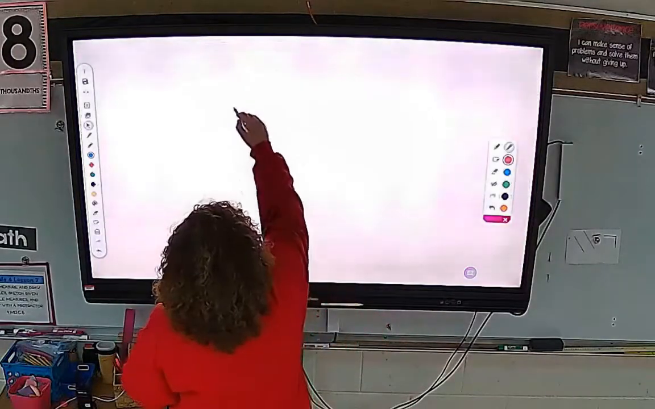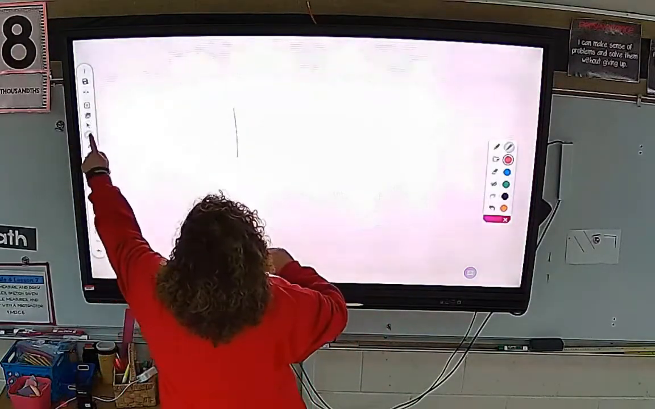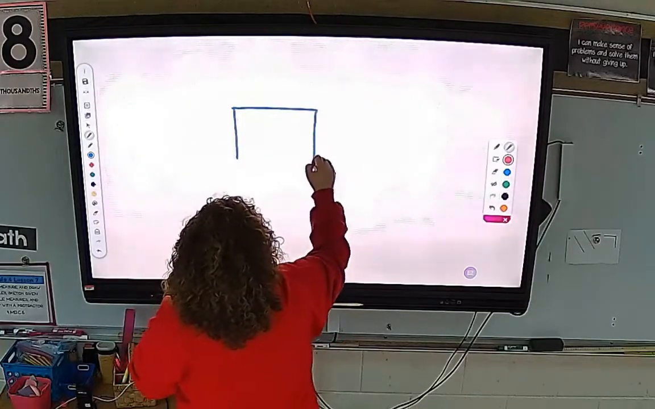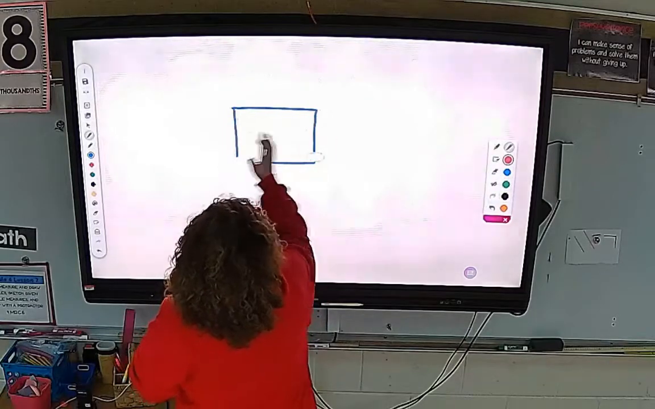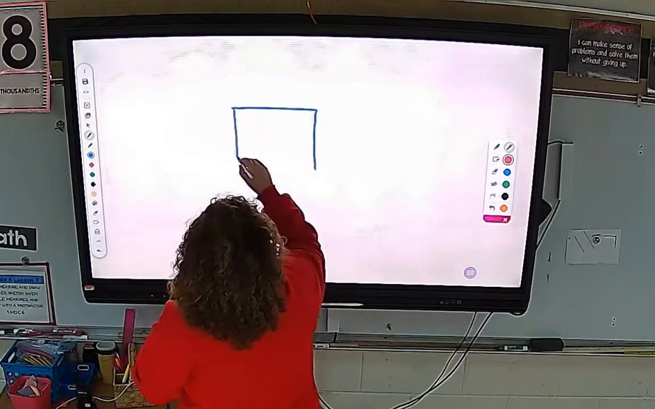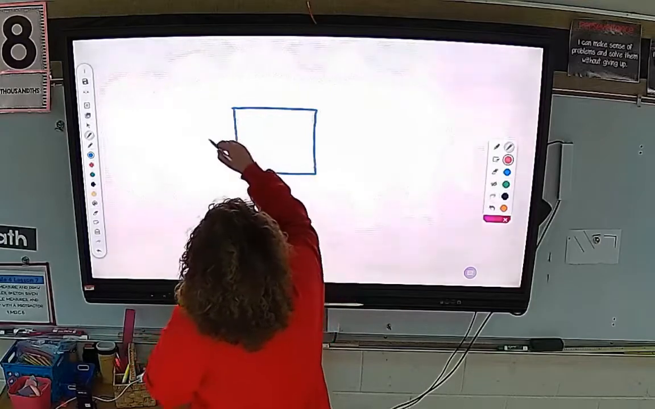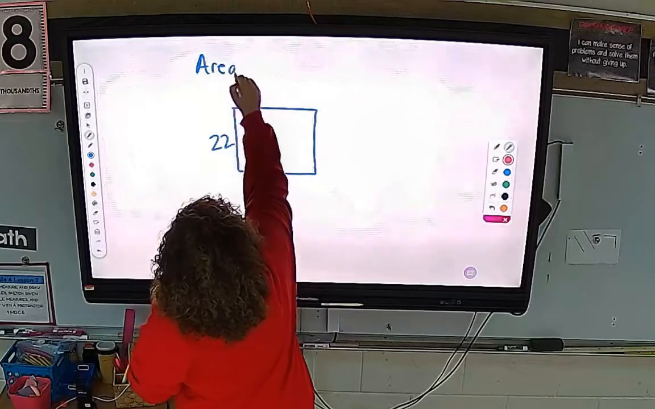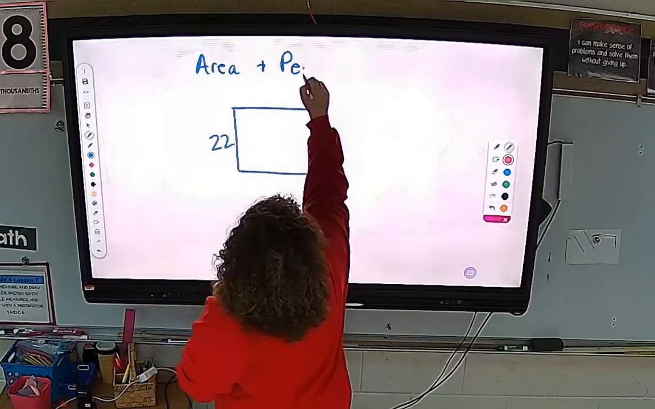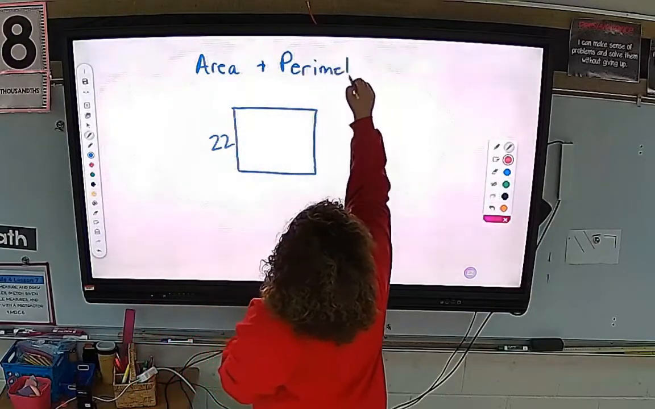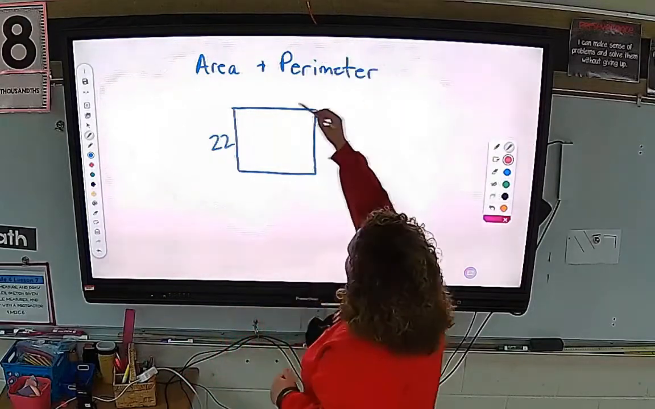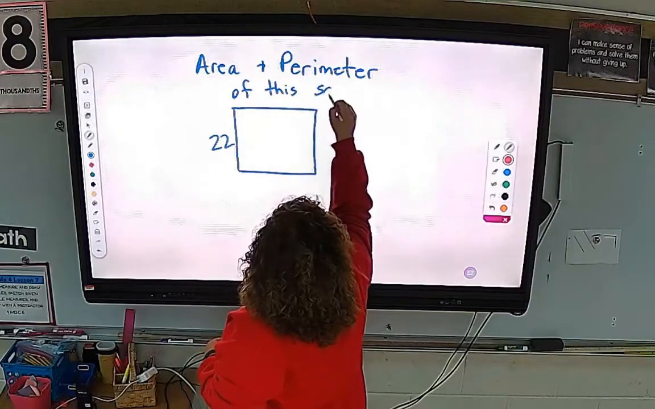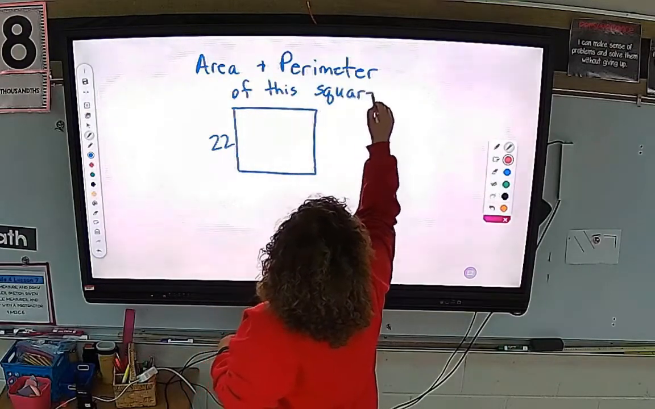All right, there's a square that they give you. Area and perimeter of this. I'm just rewriting the problem for you. Okay?